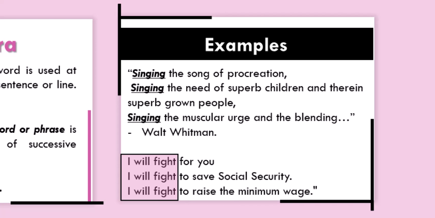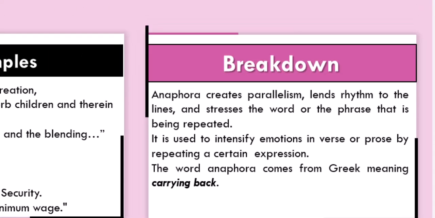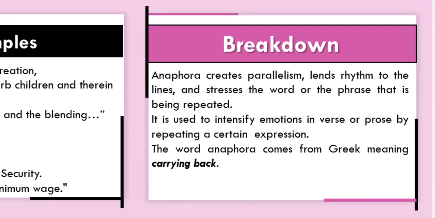So to break it down, anaphora creates parallelism, lends rhythm to the lines, and stresses the words or the phrase that is being repeated. It is used to intensify emotions in verse or prose by repeating a certain expression. The word anaphora comes from the Greek meaning carrying back. In grammar we have the anaphoric use of pronouns and the cataphoric use of pronouns, but that's different. That's in the grammatical sense. We're just taking a look at anaphora from the angle of a figure of speech.